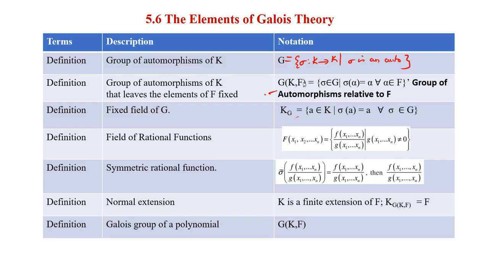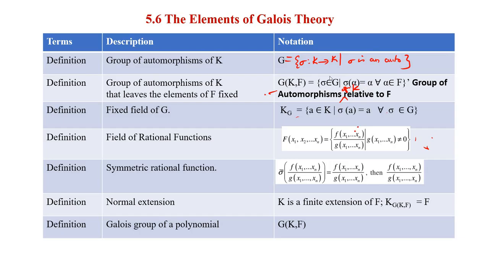And then comes GKF, which is called the group of automorphisms of K relative to F. What is it actually? It is all those automorphisms of K, from G, which is why we write sigma belongs to G. So GKF is the collection of all automorphisms of K which leave the base field elements fixed. That is, it does nothing to the elements of F and leaves them as they are. Sigma of alpha equals alpha.